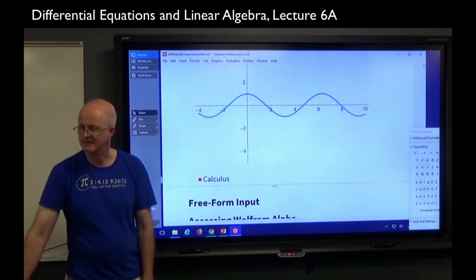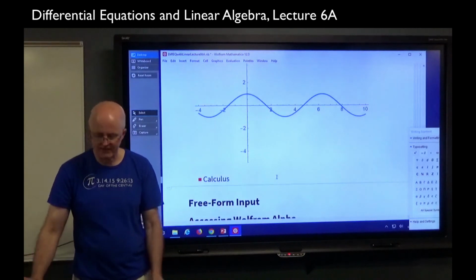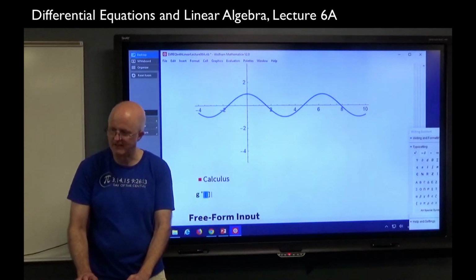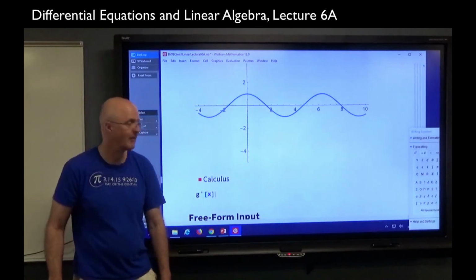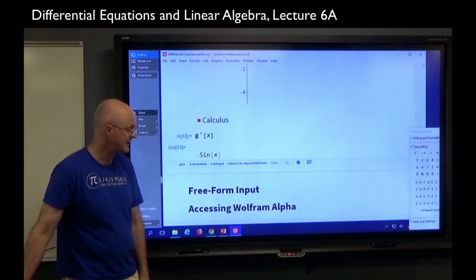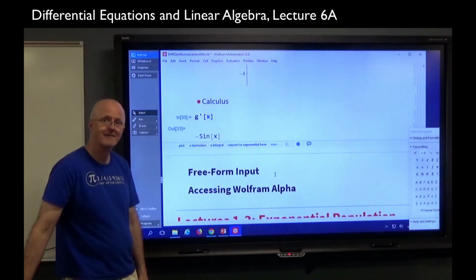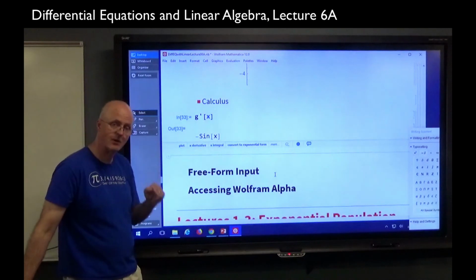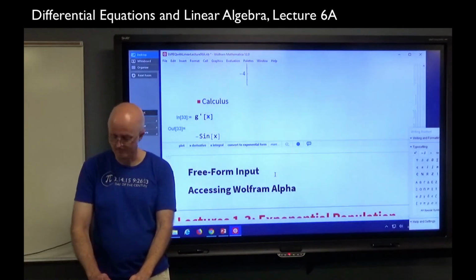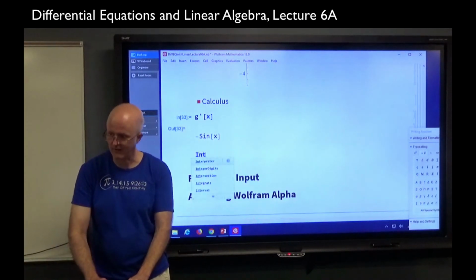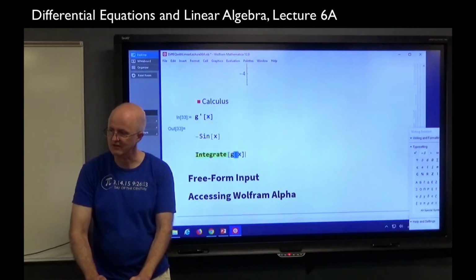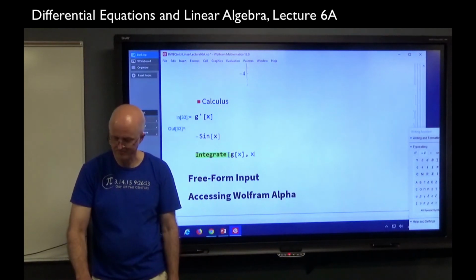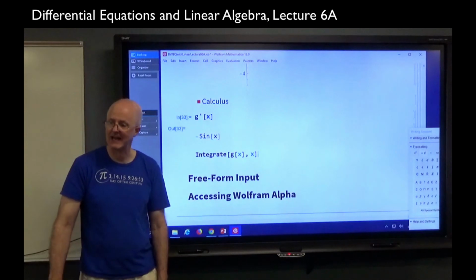What about calculus? Once I've got the function g of x defined, I can, for example, differentiate it like this. The derivative of cosine is negative sine. Notice the capital S and notice the square brackets. I can integrate it. I can go Integrate, capital I, g of x with respect to x. Integral of cosine is sine.